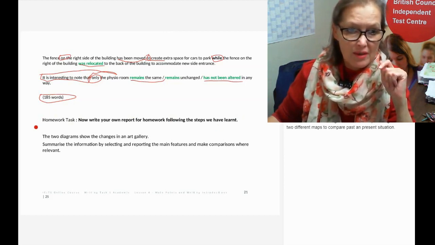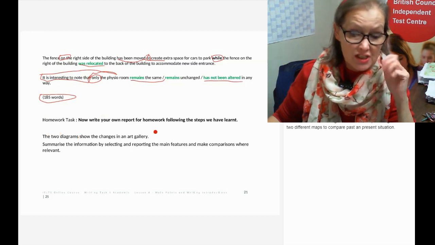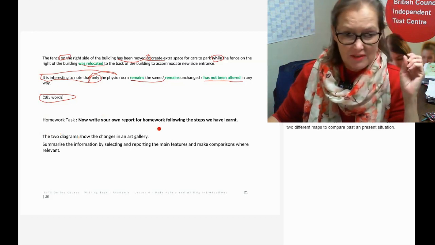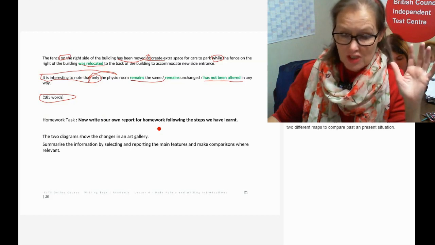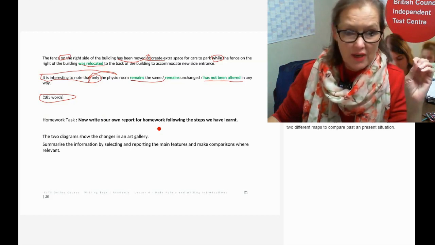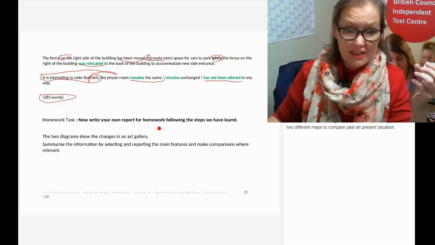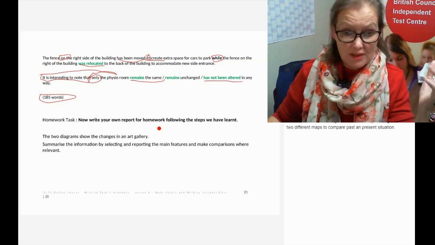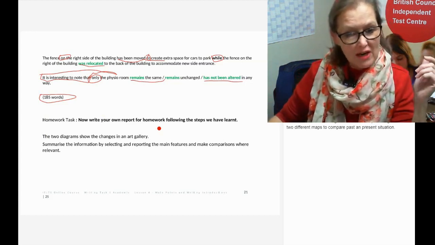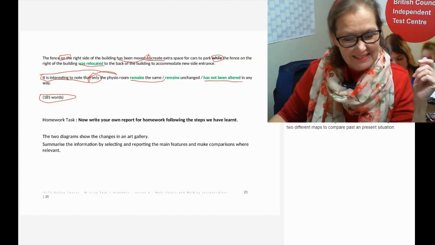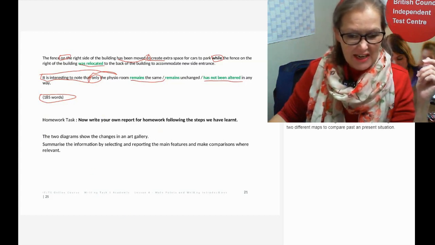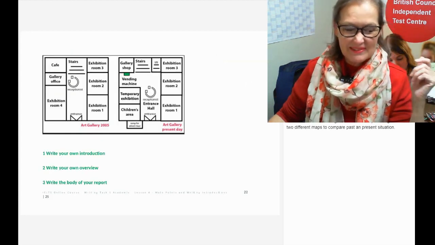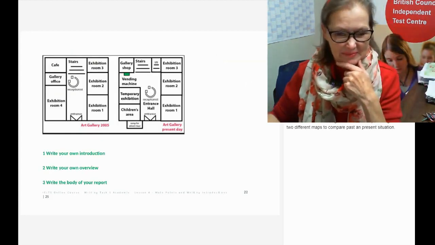The 2 diagrams show the changes in an art gallery. So either write that down or take a screenshot. 2 diagrams show the changes in an art gallery. And once again, summarize the information by selecting and reporting the main features, and make comparisons where relevant. And here's your diagram. Get ready to take a screenshot. There we go.